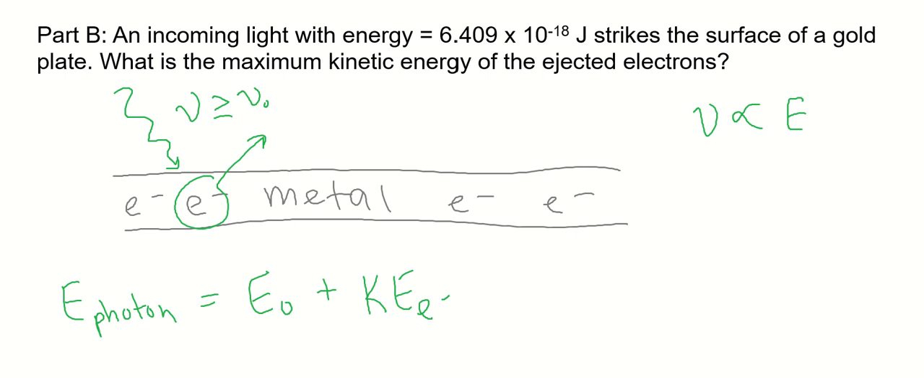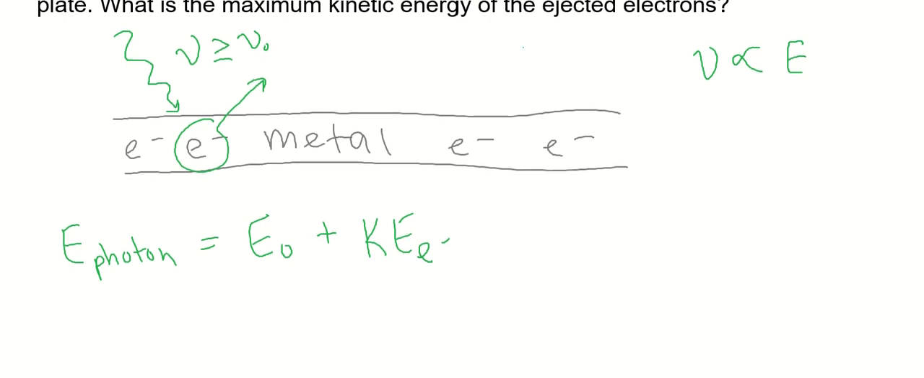Now, this question is asking about kinetic energy, so let's rearrange this. So we can get the kinetic energy of an electron is going to equal the energy brought in with the photon minus whatever went into dislodging that electron, the work function, or the threshold energy. So we're going to use this equation.